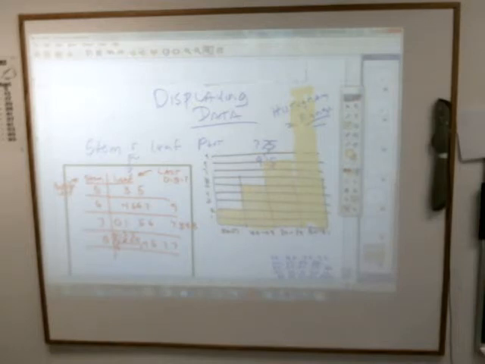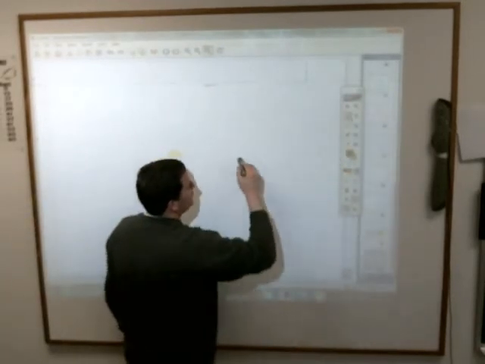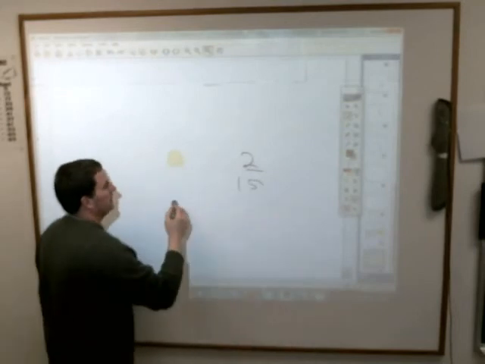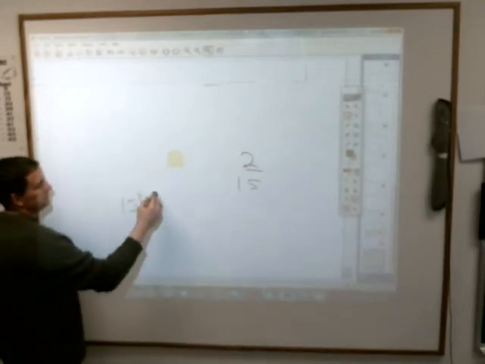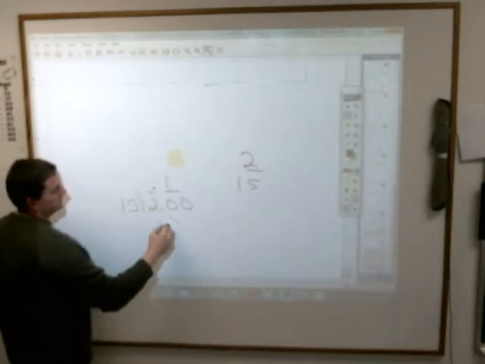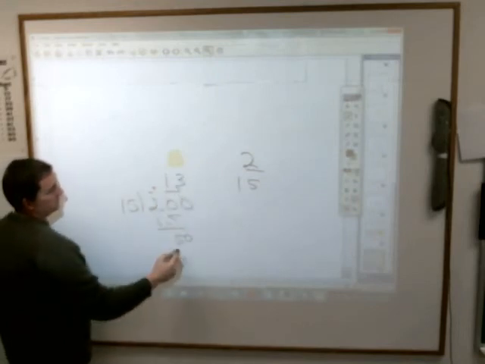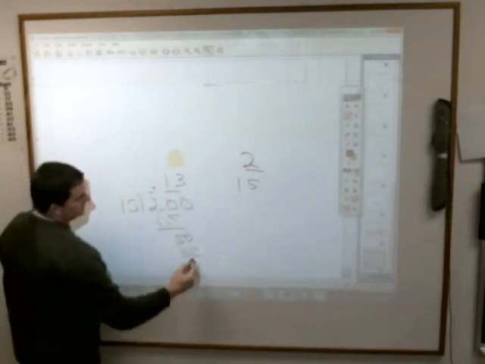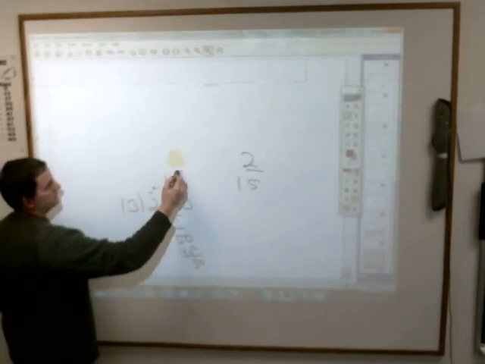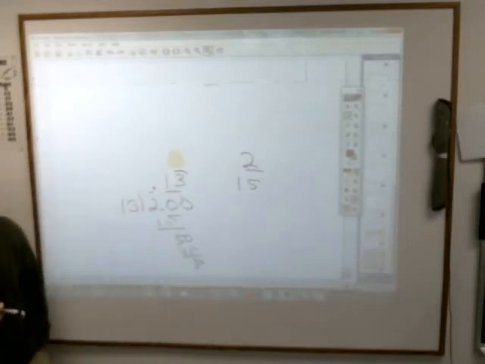2/15 is what percent? How many times is 15 going into 2? 7 times. 21. You get 3 is 45. So actually, if I asked you to give me that percent in fraction form, it would be what?